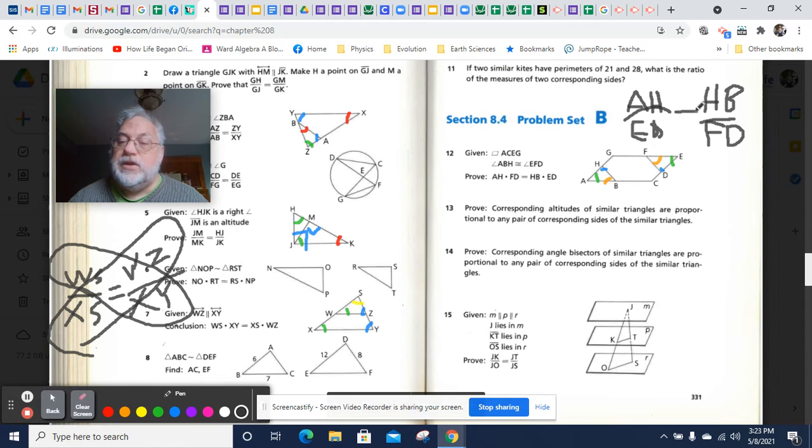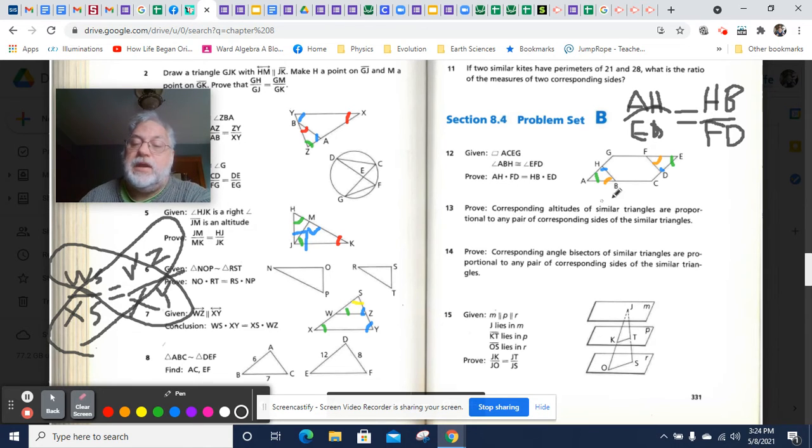So I find it really useful to set up the proportion first. And so now AH times FD will equal ED times HB. And so you're good. I'm going to pause for a second. So that's number 12. Let's look at number 13.